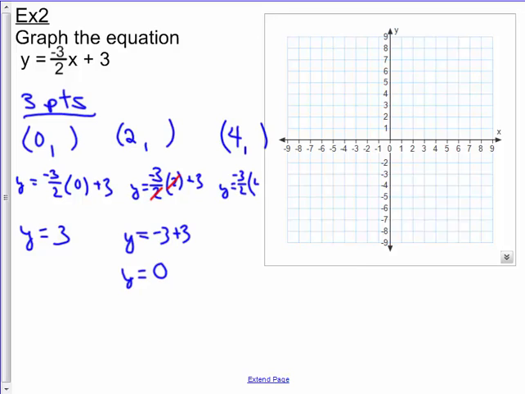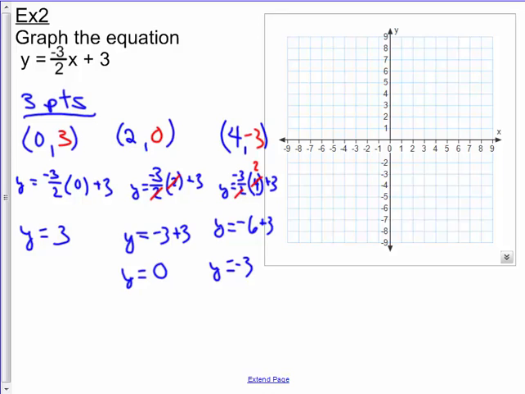Okay. So I'm going to plug in 2 and I get 0. I'm going to plug in 4 and, the 2's cancel out there. I get negative 3 times 2, which is negative 6 plus 3. So I get 4, comma, negative 3. So at this point, I'm going to plug in my points, 0, 3, 2, 0, and 4, negative 3. Again, we're going to do 3 points here just to make sure. So I plot the points, and I make sure that when I connect them, I do get a straight line here.